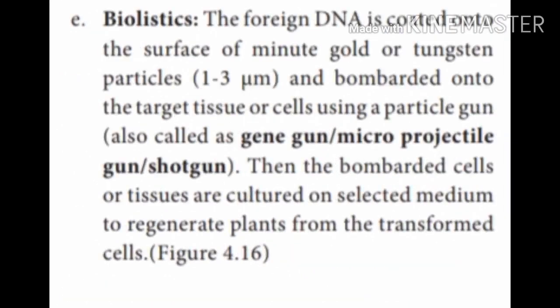In 4.6, Methods of gene transfer, there is Direct or Vectorless gene transfer. There are 5 points in it. The last of the 5 points is biolistic, that is the foreign DNA is coated on the surface of minute gold or tungsten particles and bombarded. Like a bullet from a gun, the DNA is surrounded with gold material and shot in. What is it called? Biolistic. So this is the 5th point.